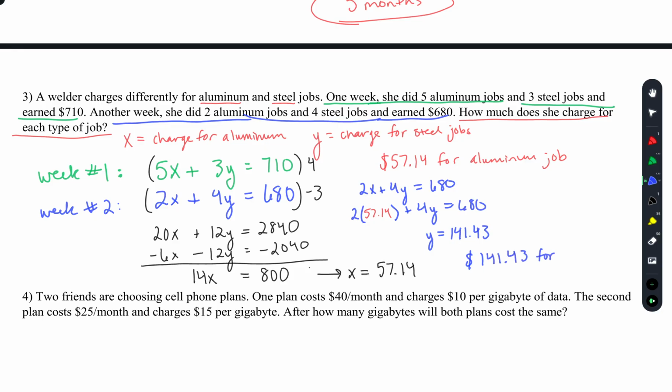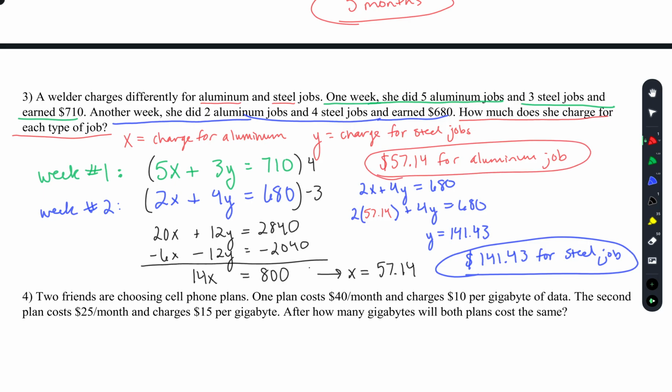143 for, what was the other one? Steel job. So steel, aluminum. So that one was like the most painful. One, because the numbers were gross, and two, the elimination was kind of hard on that one because you have to adjust both of them, which is definitely harder. But like for money ones, that's like normal. They're not always so nice just because you're rounding to hundredths for cost.